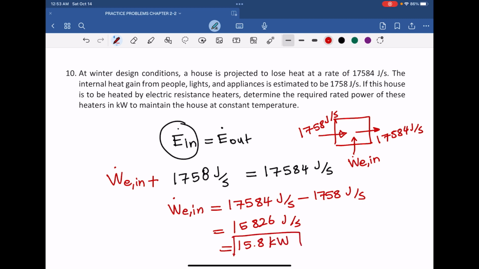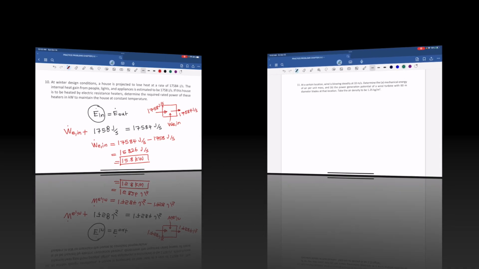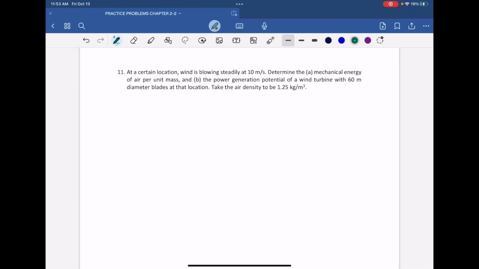Okay, that's it. At a certain location, wind is blowing steadily at 10 meters per second. Determine the mechanical energy of the air and the power generation potential of a wind turbine with 60 meters diameter blades at that location. Take the air density to be 1.25 kilogram per meter cubed.